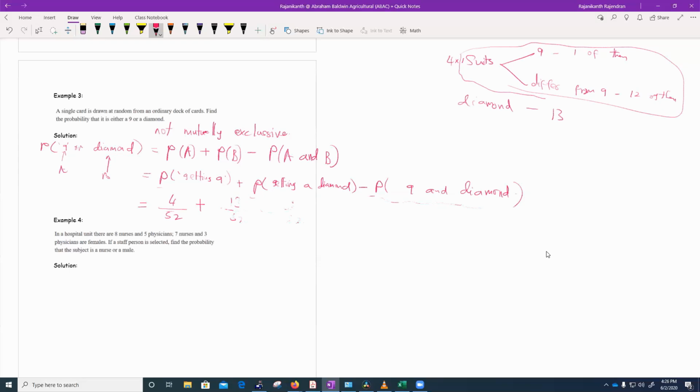So put the fractions correctly. Okay. Now this is simple. All three fractions have the same denominator. Simply you just add all the numerators. So 4 plus 13 is 17, minus 1 is 16 over 52. If you simplify, you could divide by 4 here and there. So you should get 4 over 13. Let me leave the answer as a fraction. Okay, so that's the answer for this.